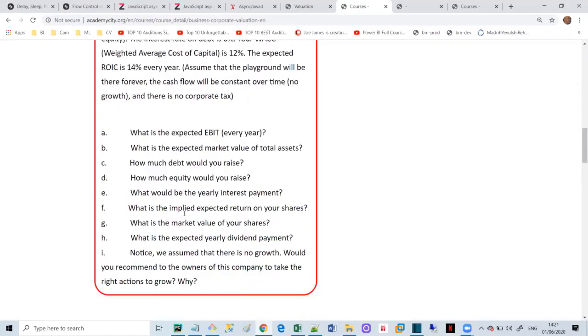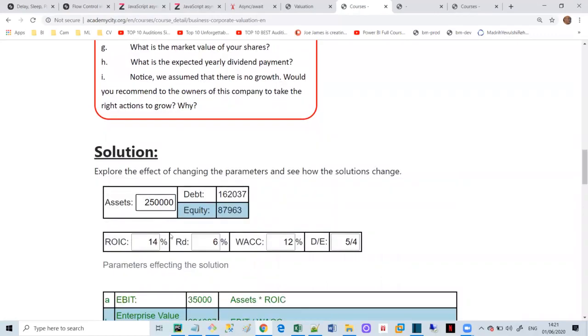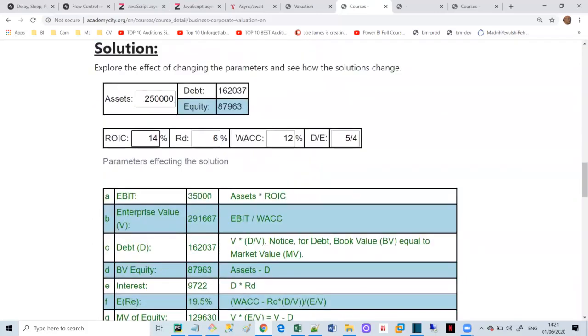So stage number one, we calculated the EBIT. How do I calculate the EBIT? We already know from last session. We took the assets times the ROIC. I calculated the EBIT. Then I asked myself, a company that generates 35,000 every year with no growth, how much is it worth? There are no taxes either. So it will be the EBIT divided by the WACC. Therefore, I get the value of the company, it's 291,667. Beautiful. That means I am going to invest 250 and I already generated a company that is worth 41,667 more. And that difference belongs to the equity, and in a minute we will see.